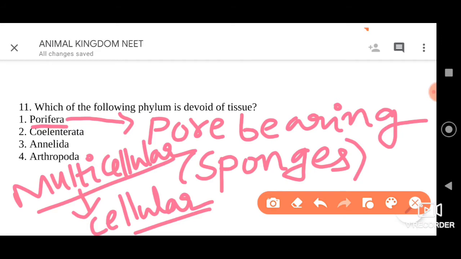The question given here is, which of the following phylum is devoid of tissue? All the given phylums are invertebrate phylums. Under that, the most primitive phylum, that is poriferans, even though they are multicellular, show cellular grade of organization. They don't form tissue, they are devoid of tissue. So your answer is 1.